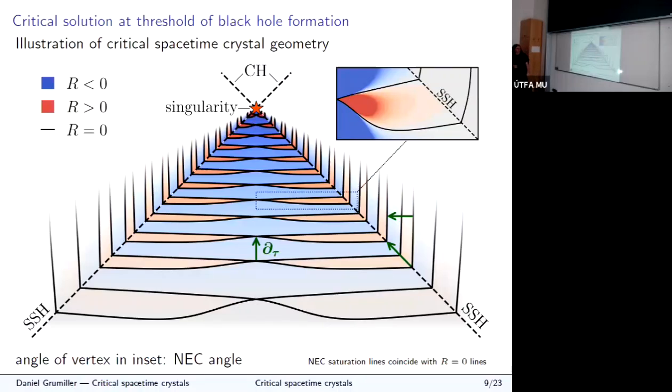The color coding is that regions in blue have negative Ricci scalar and regions in red are positive. These black lines are the lines where the Ricci scalar vanishes, and that happens to coincide with lines where the null energy condition saturates. And it turns out that these lines always intersect at the origin of spacetime. So these two null lines meet at a certain angle, and that angle is what we call the neck angle, a diffeomorphism invariant quantity that characterizes this solution. So it's something you can measure in your numerical experiment.